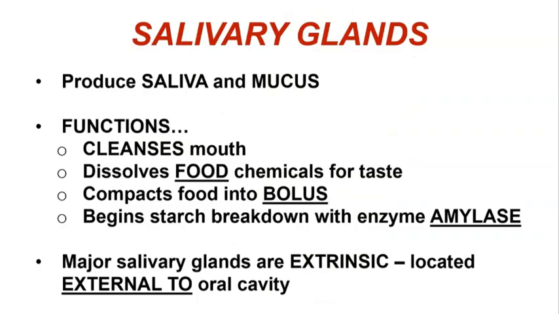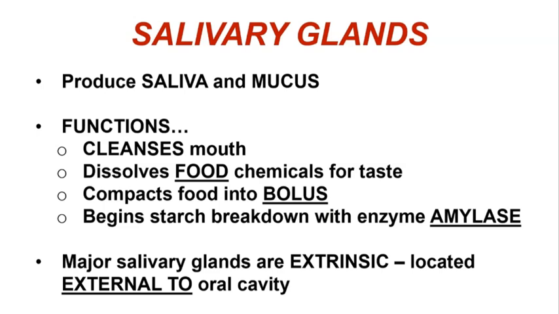The salivary glands function to produce a mixture of both saliva and mucus. Saliva functions to cleanse the mouth. It also helps dissolve food chemicals for taste. It helps to compact the mass of food and saliva into a bolus. Remember, the bolus was the term we used for that small mass of food and saliva. We also see that saliva functions to begin the breakdown of starch using an enzyme called amylase.